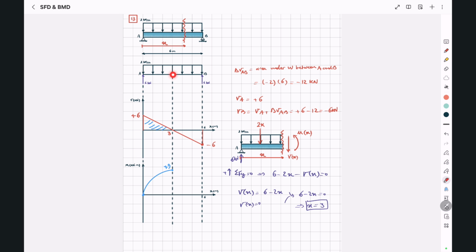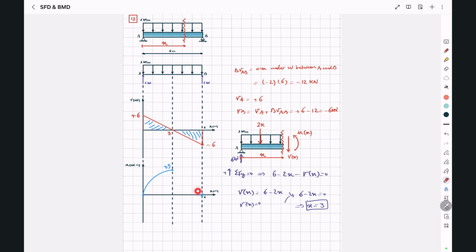Now, from this point C to point B, again, we don't have any concentrated moments applied. So the change in moment between these 2 points will be the area under our shear diagram, or this area here, which is equal to -6 multiplied by 3 divided by 2, or -9. MC was equal to +9. The change in moment between C and B is -9. So +9 plus -9 will give you an MB equal to 0.